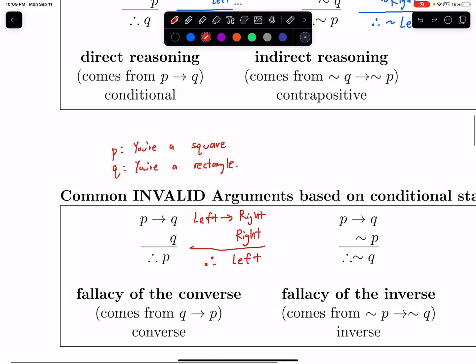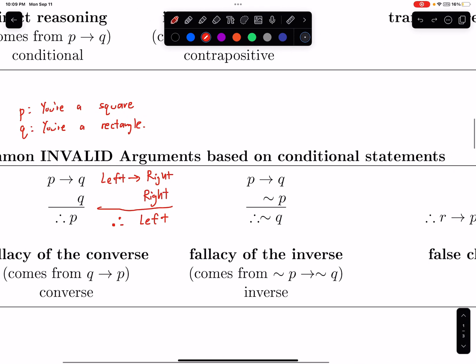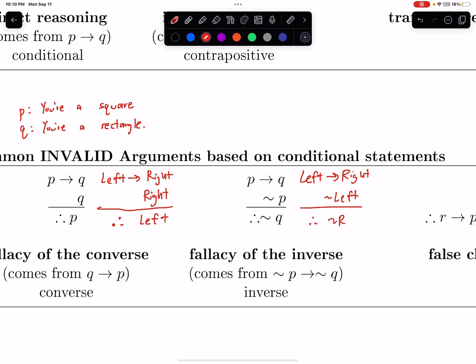Okay, let's look at the second fallacy here. Fallacy of the inverse. So the inverse was, if I have my original P to Q, the inverse was negation P, arrow to negation Q, right? So here's the left, here's the right. Here's the negation of the left, concluding the negation of the right. So here's the pattern. Left, arrow to right, negation of the left, and then therefore negation of the right.